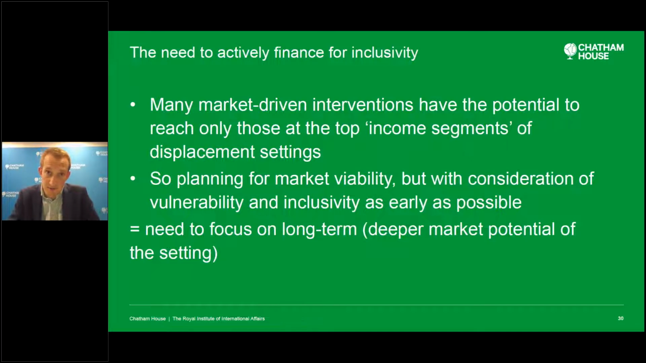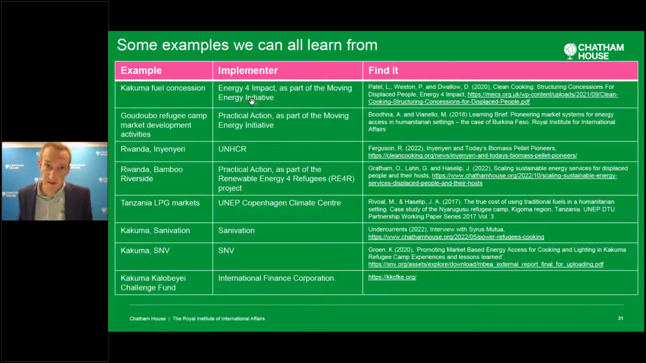But as I've said a couple of times already, we are dealing with very vulnerable people and people with incredibly low and no income, and any kind of market-based intervention, which can earn its salt over the years, also needs to have consideration of vulnerability and inclusivity, and think about offering an opportunity to the private sector over the long term, and think about the deeper market potential of the setting rather than focusing on pure wins in the first instance. So that's all I'll say, Renisha. I'll leave a last slide up with some other examples, drawing attention to some of the cool things that have happened.